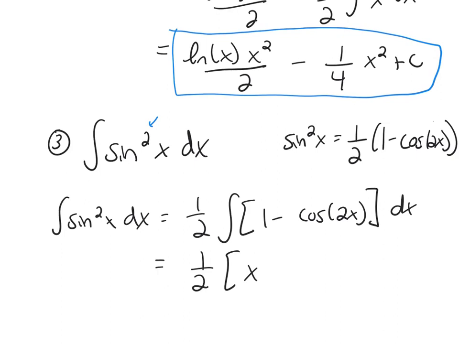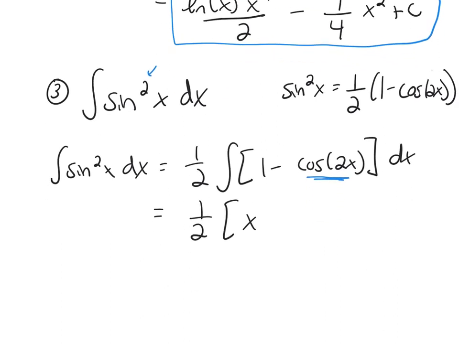And then for this one, you're going to have to do a u substitution here to compute this integral. If you do that u substitution, you would get minus sine of 2x over 2, and again plus c in our answer.